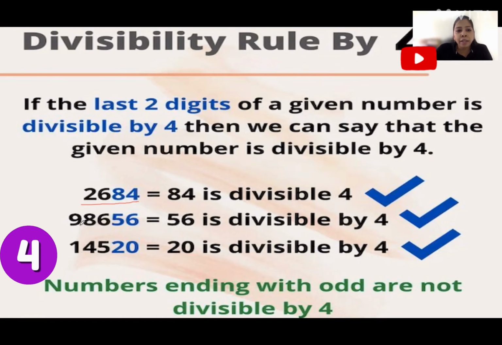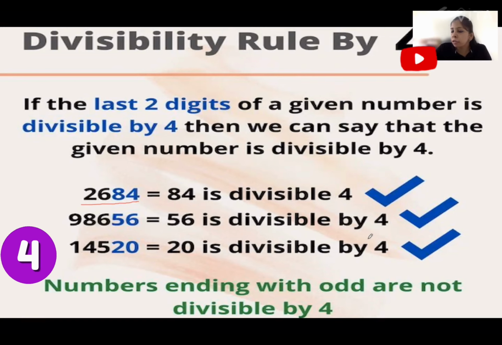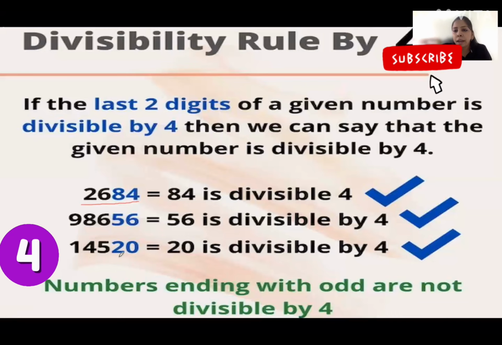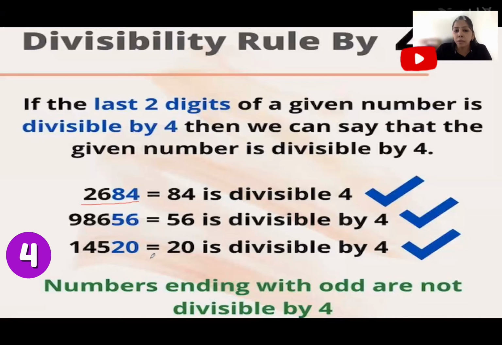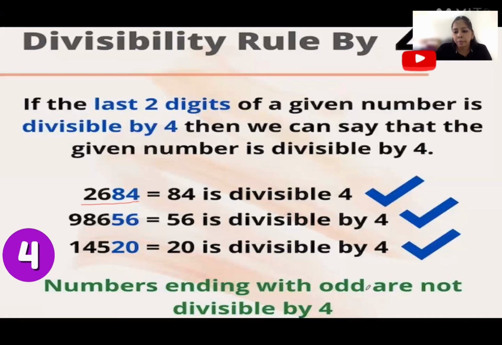And the next one is 98656. The last two digits are 5 and 6, so 56 is also divisible by 4. Next one is 14520. The last two digits are 2 and 0, so 20 is divisible by 4. Numbers ending with an odd digit are not divisible by 4.